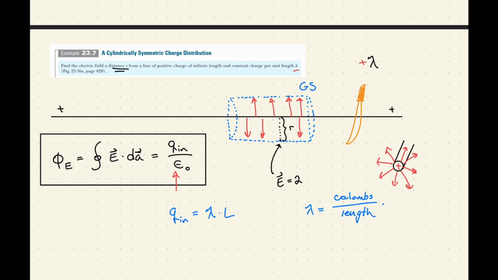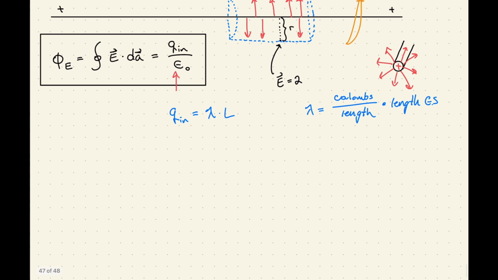And if I multiply this by the length of my Gaussian surface, in this case a cylinder, then what I will get is an equation for the charge inside of my Gaussian surface. So what I will do is label the Gaussian surface with some length L like that. And then I can answer this side of the equation.